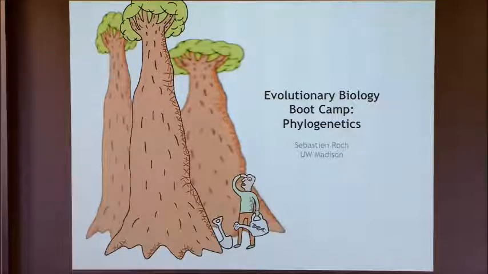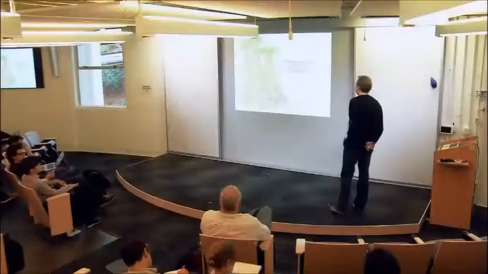So in the previous three lectures, you heard about some of the probabilistic models used in evolutionary biology describing what happens within a species. And Sebastien is going to tell us about some of the models that are actually used to study evolution at a much longer time scale involving multiple species. Yes, okay. Thank you for inviting me.